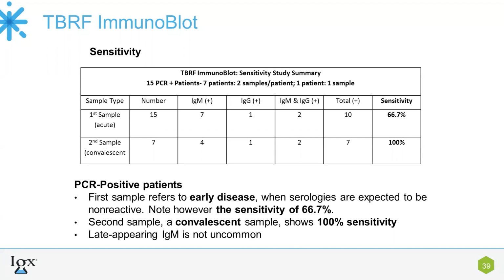What about sensitivity? In early disease, when you don't expect things to be positive, they nevertheless found a sensitivity of 66.7%. In those same patients, convalescent sample, 100% sensitivity. They picked up every single one of them. And these are patients who were confirmed to really have this illness by PCR. So this is a real result, 100% sensitivity of these PCR-positive patients in convalescent sample.